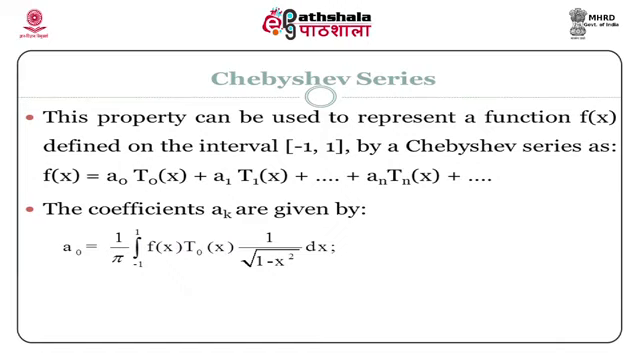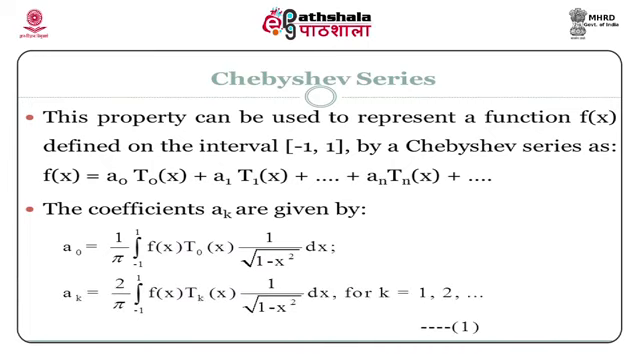So, only the first term will survive and all other terms will die out or will be 0, and therefore a0 will be given by 1 upon pi times the integral from minus 1 to 1 of f(x) into T0(x) into 1 upon under root of 1 minus x square dx, because this side will be T0(x) square integrated, and that will be pi, and you will have to take it on the other side. So, 1 upon pi into the integral from minus 1 to 1 of f(x) T0(x) upon under root of 1 minus x square dx is a0. And similarly, ak will be given by 2 by pi times the integral from minus 1 to 1 of f(x) into Tk(x) into 1 upon under root of 1 minus x square dx. For k equal to 1, 2, 3 onwards, this formula will be valid, and that gives me the Chebyshev series.